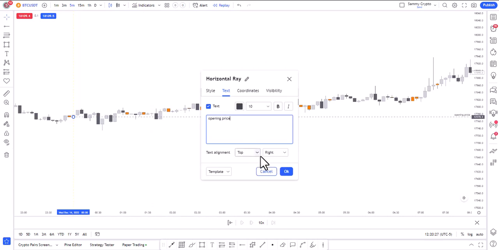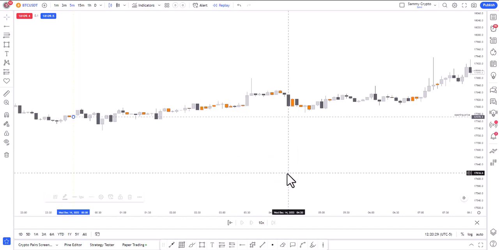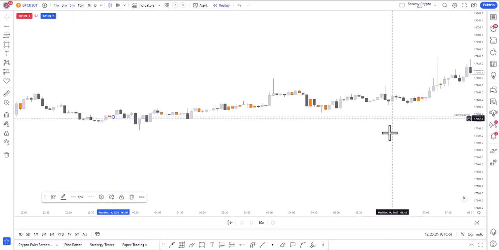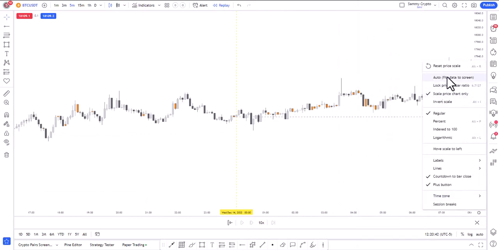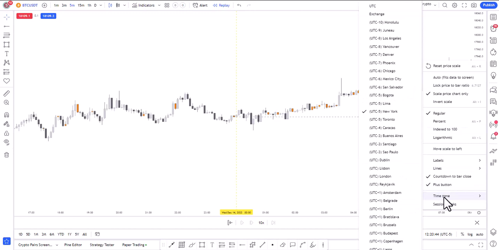Okay, so you can see right at the right-hand side, that's the opening price. That's the opening price of today. We are not using Nigeria time. We're not using any country's time. We're using New York time. So make sure you come here and set your time zone to New York.